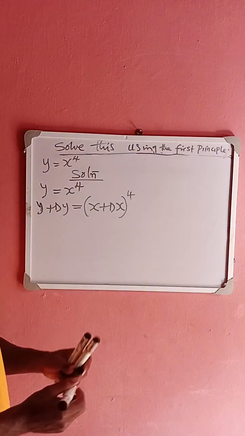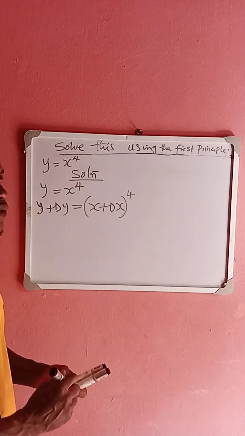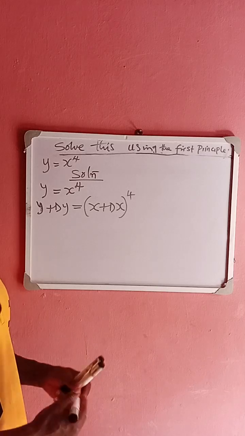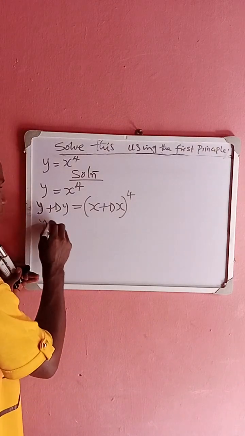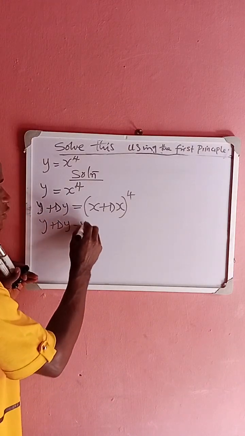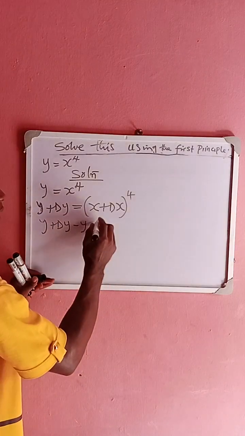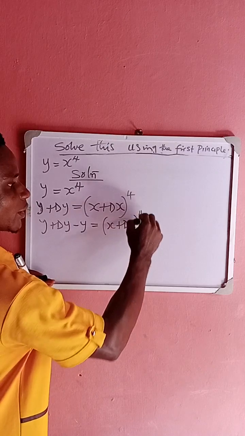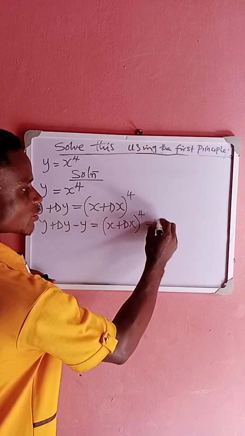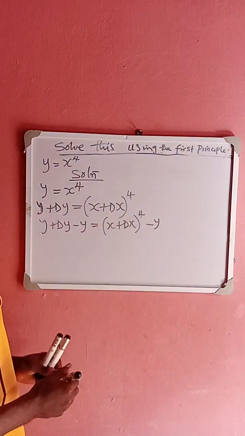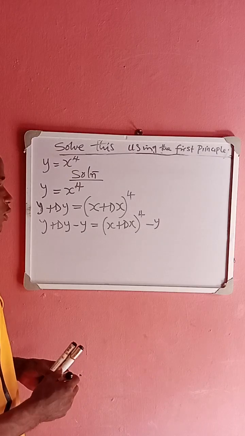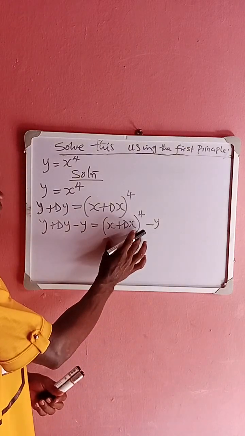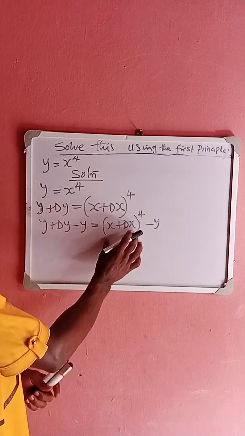From here, we go to the next step that says we should minus both sides by y. That is subtracting y from both sides. We have y plus the change that occurred in y minus y is equal to x plus the change that occurred in x all raised to the power of 4, then minus y. We can define our y here, but to make it cumbersome. But from that, let's open this bracket first.